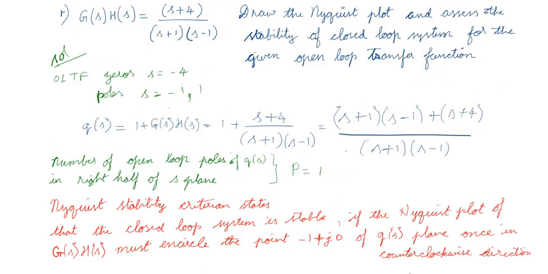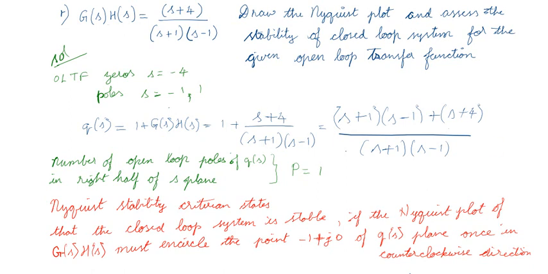Okay, the first example we take. An open loop transfer function is given. They are asking to draw the Nyquist plot and assess the stability of the closed loop system for the given open loop transfer function. The zero is at minus 4, and the poles are at minus 1 and 1. So it's very clear. Now I am going to construct Q(s), which is 1 plus GH. I put in the GH value, and I got this expression.